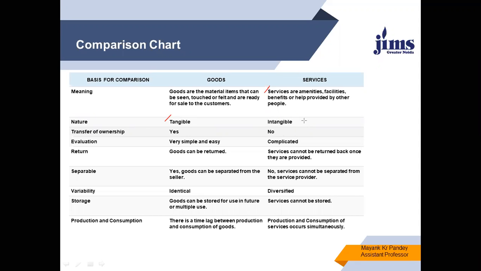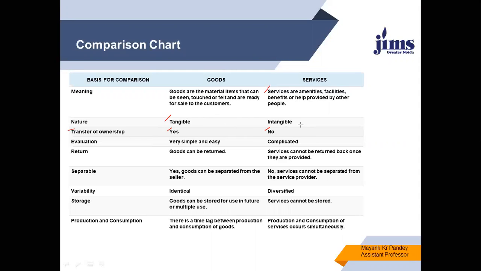Now, the next basis of difference or comparison is transfer of ownership. As goods are a physical commodity, which exists physically, in the case of anything which physically exists, transfer of ownership is possible. That is why it is written yes there. While in the case of services, as it does not exist physically, there is no transfer of ownership, right?